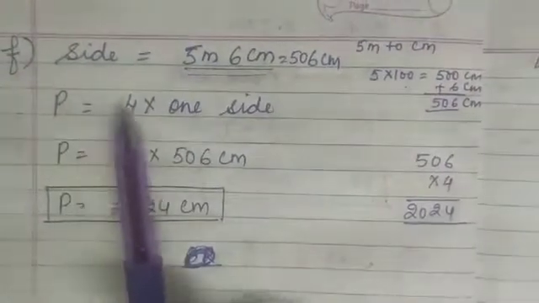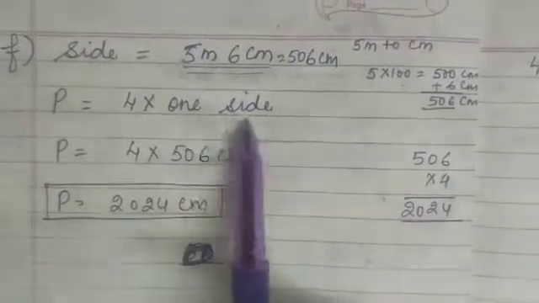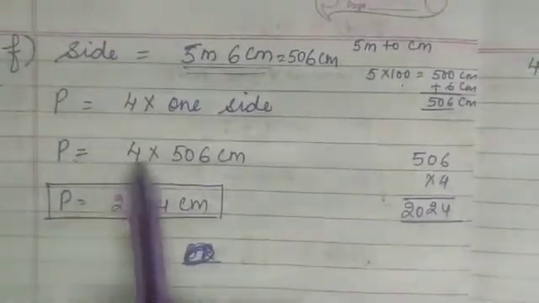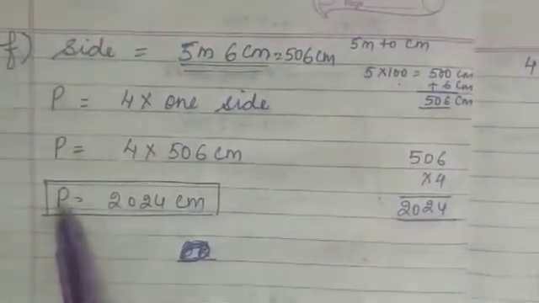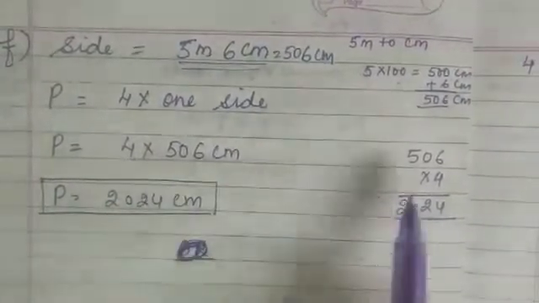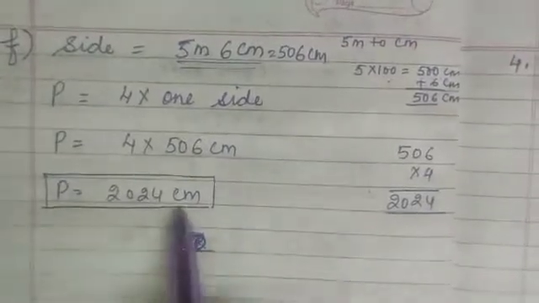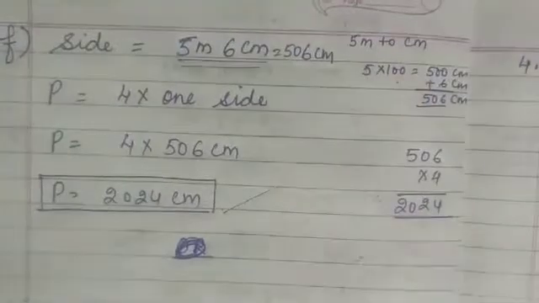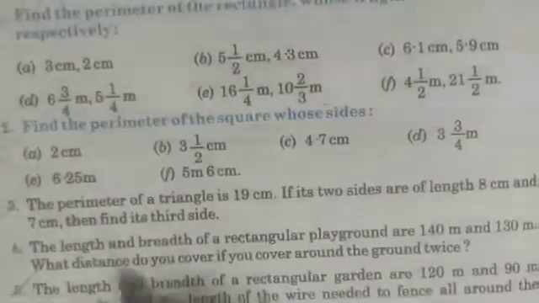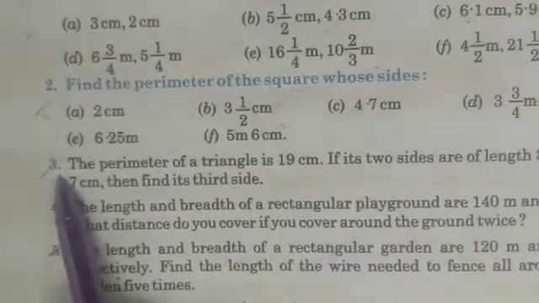So perimeter is equal to 4 multiplied by one side. Side is 506 centimeter. So perimeter is 506 multiplied by 4, that is 2024 centimeter. Now move to third question of the book.